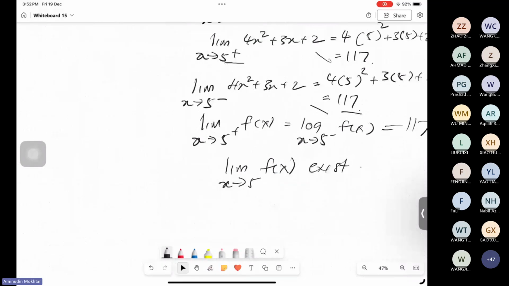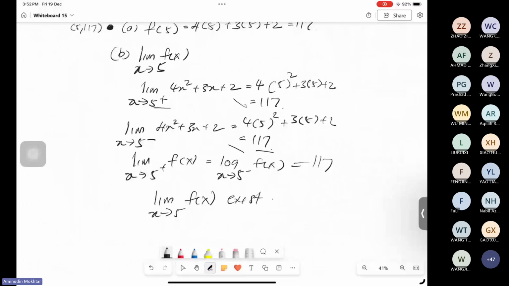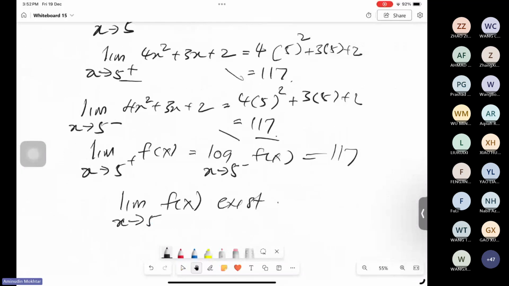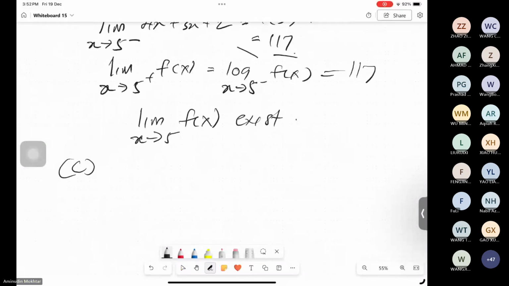So that's rule number 2. Okay, that's rule A, B. So if we refer to A, the function f(x) is defined when x equals 5. The second one, the limit when x approaches 5 of f(x) exists. The limit exists, so we can move to condition number 3. There are 3 conditions here.